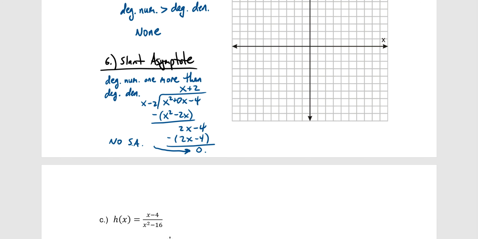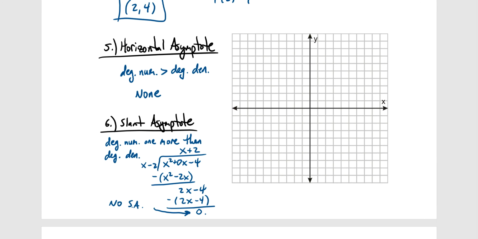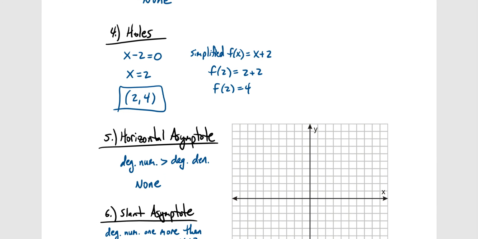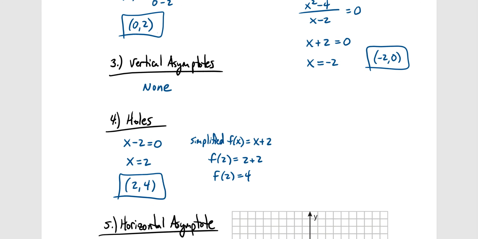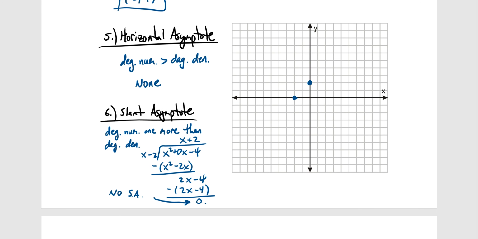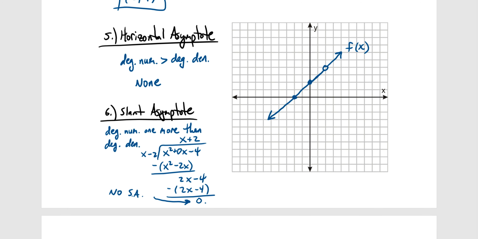However, if we divide the numerator by the denominator, we're going to end up getting a remainder of 0, which means there's no slant asymptote. Okay, so let's graph what we have so far here. We have the y-intercept at 2, x-intercept at -2, and a hole at (2, 4). Since we know this is going to be linear with that hole because it simplified to a linear function with a hole, we can just connect that as a straight line. And that is our function f of x. So that one actually ended up being linear with just a hole in it.